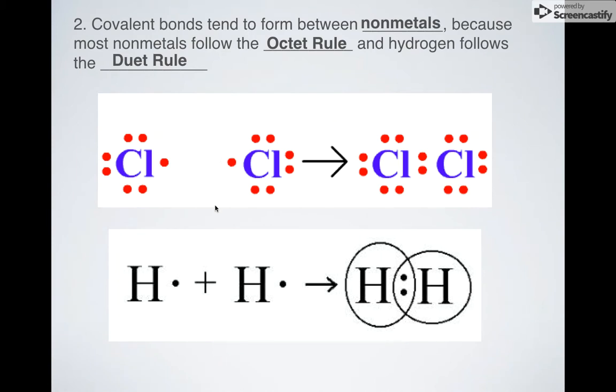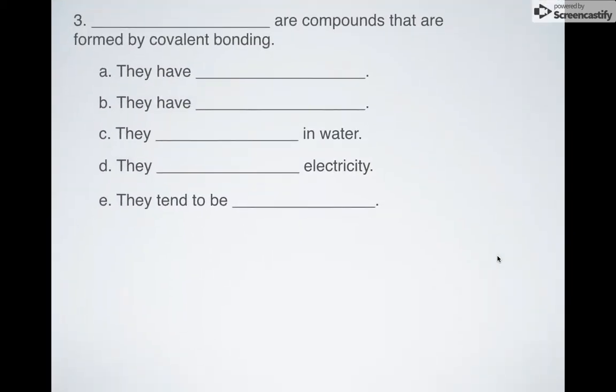Hydrogen wants to have 2. So if it hooks up with another hydrogen, now it has 2. And that's why you always see hydrogen in pairs, and chlorine is also always in pairs like this. But you don't really need to know the details of that yet. That's the next unit. So what exactly are covalent compounds?